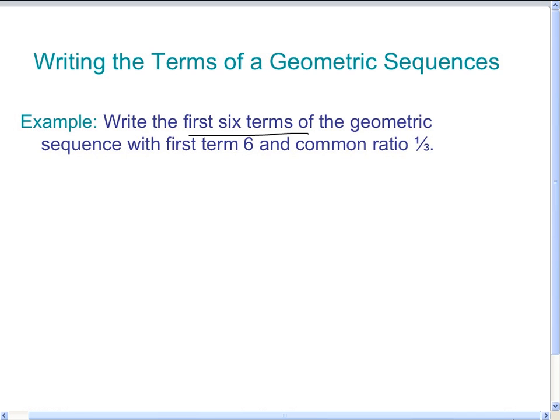Write the first 6 terms. So a sub 1, the first term, is 6. For the second term, I don't know if you can hear that drilling, I apologize, not much I can do about it. The common ratio is 1/3, so I'm going to multiply that by 1/3.